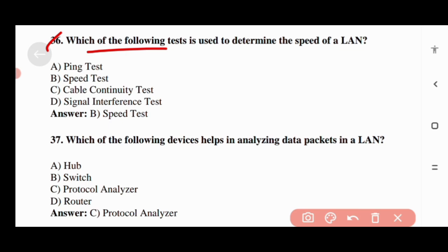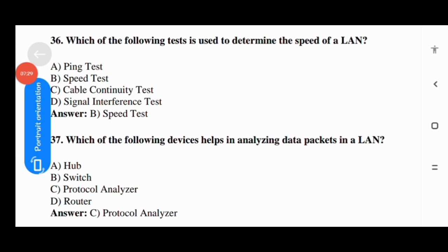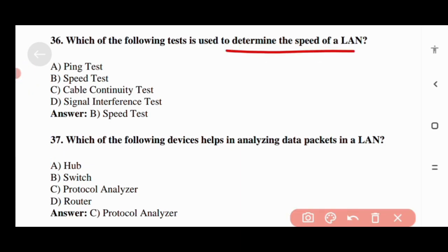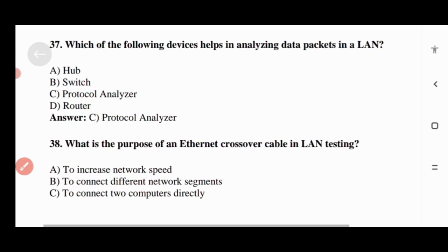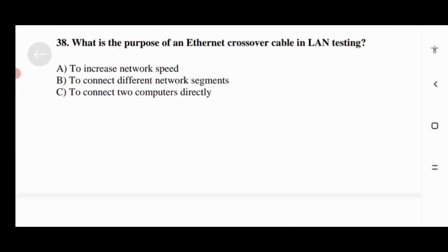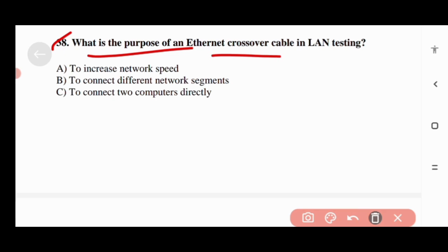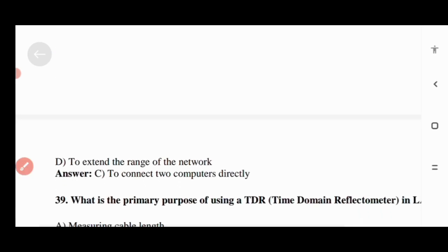Which of the following tests is used to determine the speed of a LAN? Speed test. Which of the following devices helps in analyzing data packets in a LAN? Protocol analyzer. What is the purpose of an Ethernet crossover cable in LAN testing? To connect two computers directly.